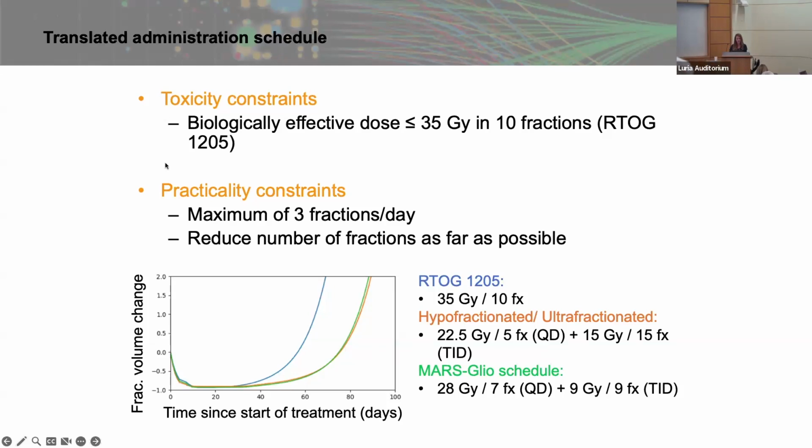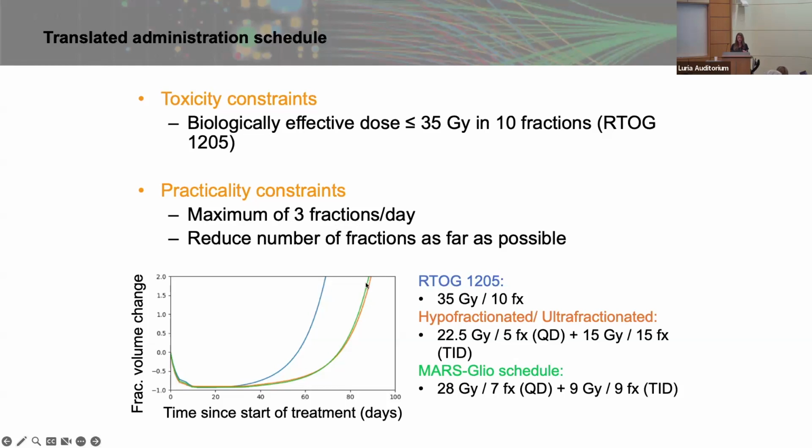The practicality constraints were a maximum of 3 fractions per day and not more than 3 days total that have more than 1 fraction a day. Keep in mind that those are very sick patients that have recurrent GBM and therefore can't be bothered to come in every day for many, many fractions, and also therefore to reduce the number of fractions as much as possible.